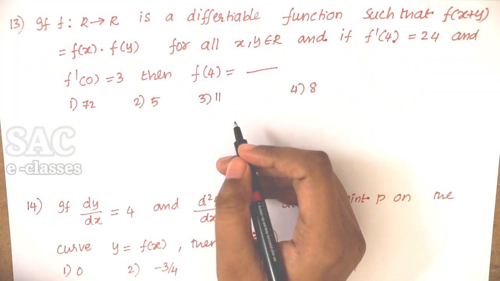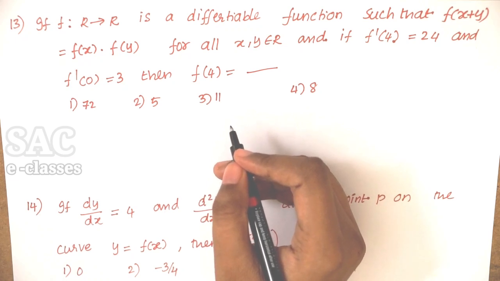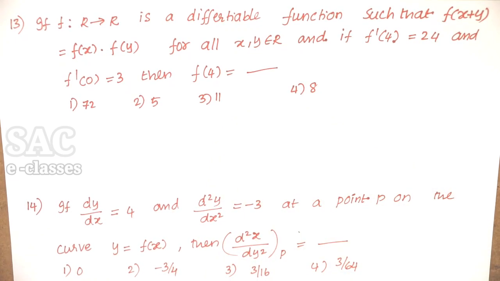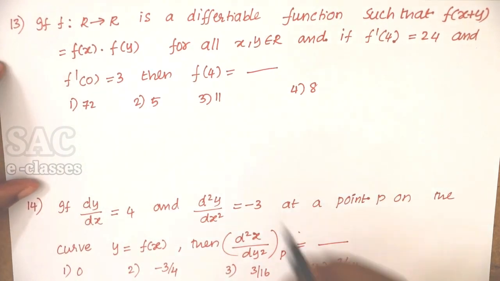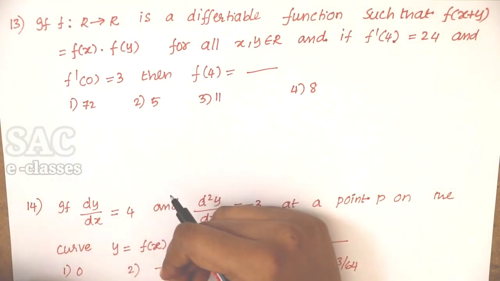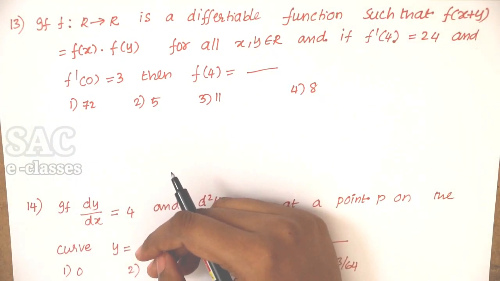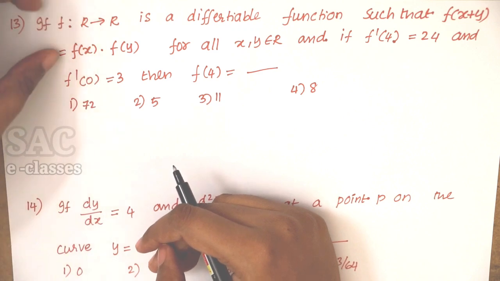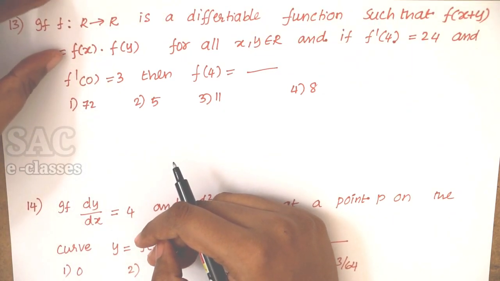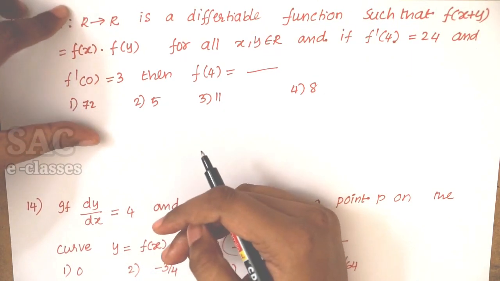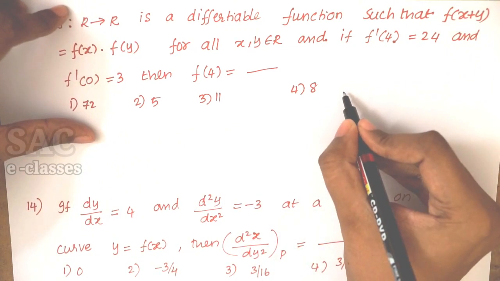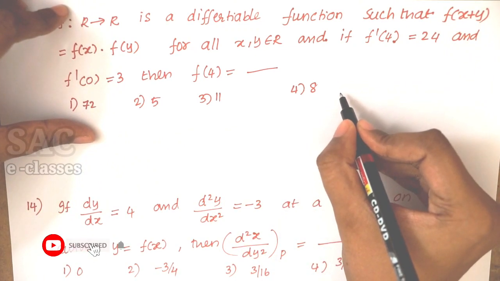Look at the 13th problem. If f maps from R to R is a differentiable function such that f of x plus y is equal to f of x into f of y for all x comma y belongs to R, and if f dash of 4 is equal to 24 and f dash of 0 is equal to 3, then find out what is f of 4. In the beginning of this video I have given this as an identity.